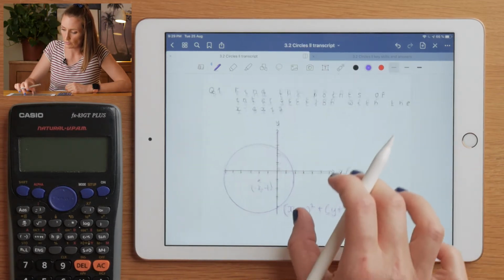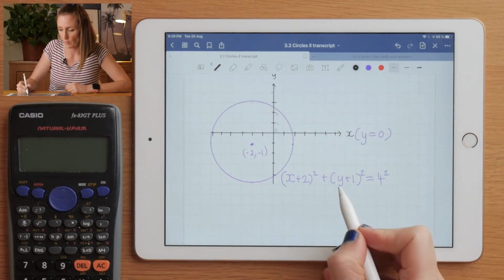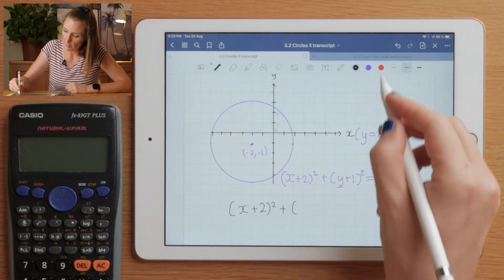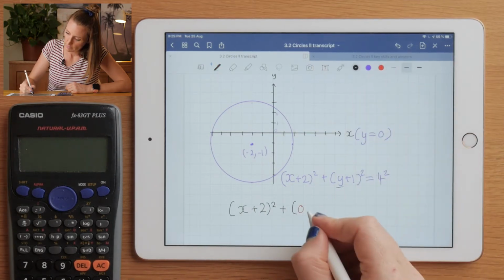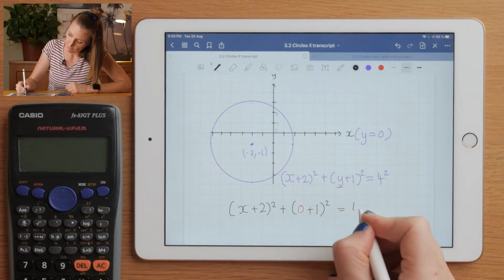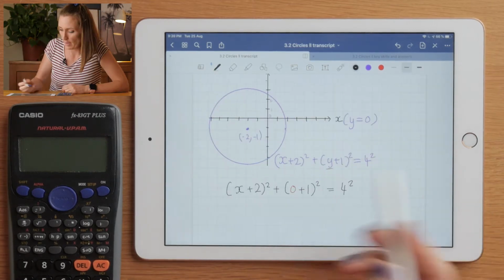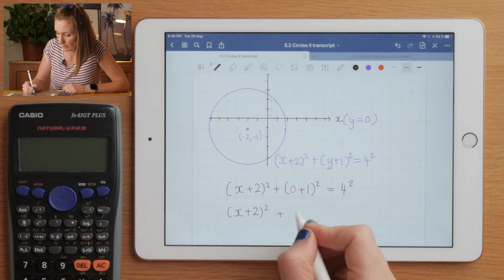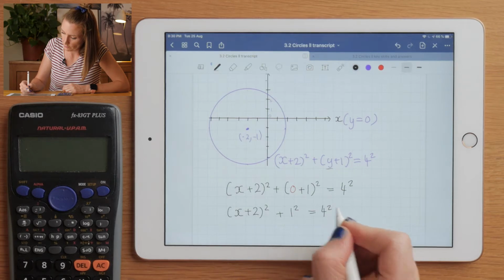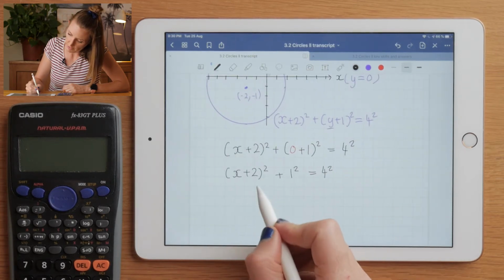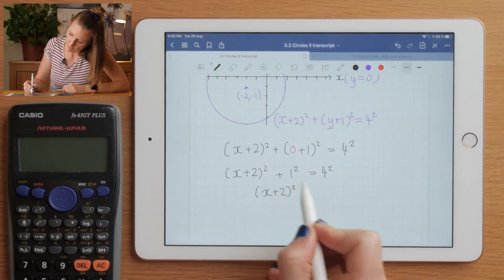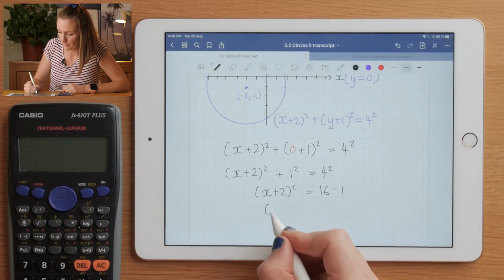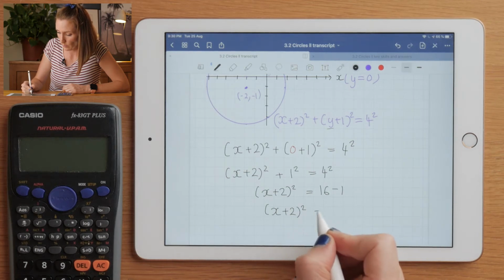So all you need to do is take your equation and sub in y = 0. That would leave us with (x + 2)² + (0 + 1)² = 4². So, and we can keep going. So (x + 2)², 0 + 1 is 1, so that'd be 1² = 4². That would leave us with (x + 2)² + 1 = 16. Take away the 1, so (x + 2)² would be 15.